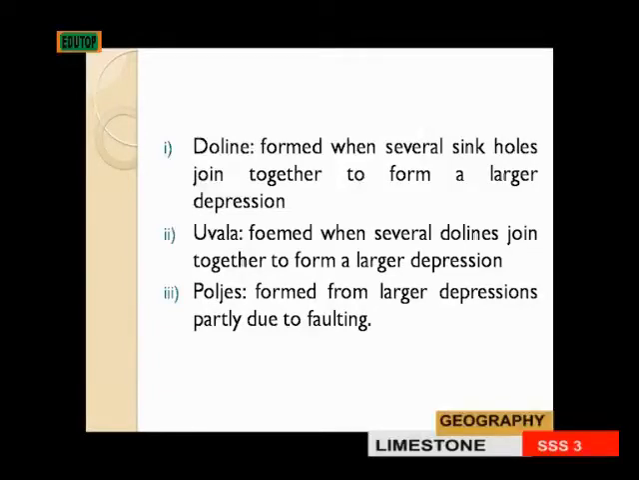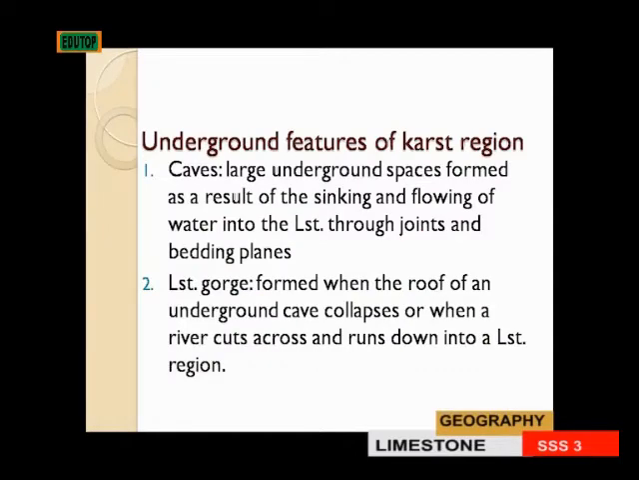are formed from large depressions, partly due to faulting. Now let's also look at the underground features of the karst region. We have the following underground features. One, we have the caves. A cave is a large underground space that is formed as a result of the sinking and flowing of water into the limestone. And this is usually through joints and bedding planes.